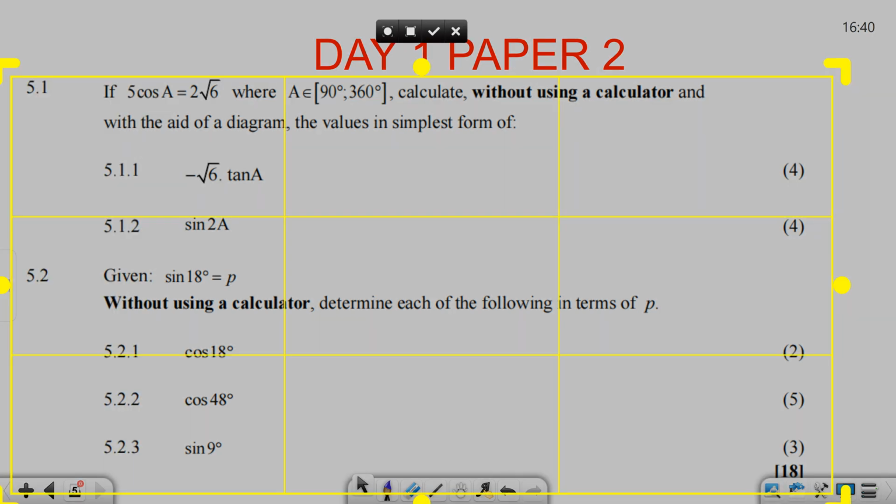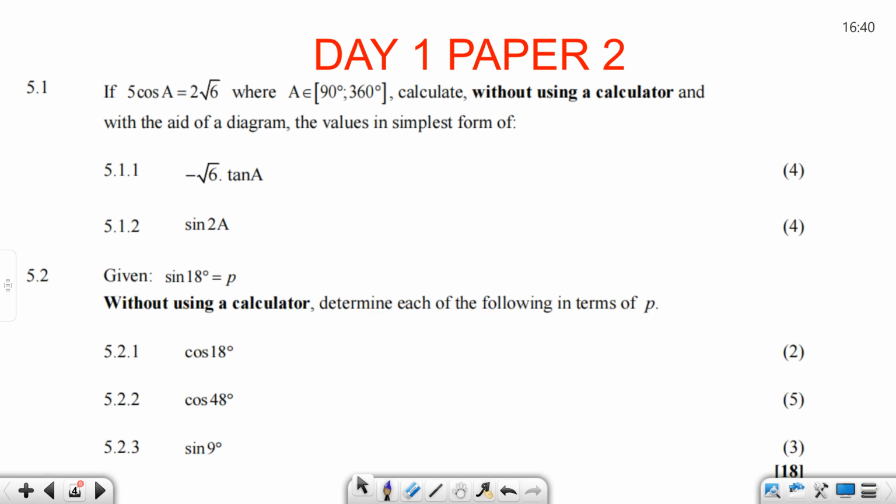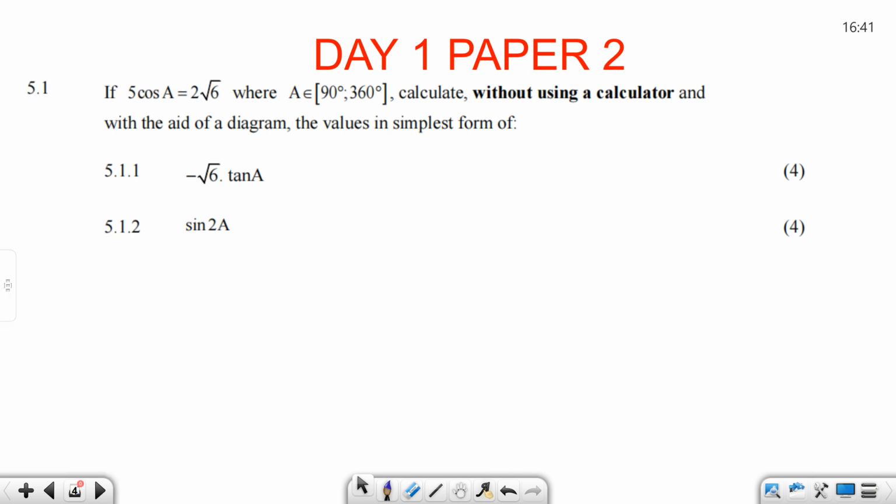I'm doing this so that these are building blocks to whatever we need to do. Look at this. 5 cos A equals to 2 root 6. The first thing I'm going to do is to find what cos A is, right? Divide both sides by 5. What do you have? 2 root 6 over 5. And normally we know that our cos A is what? X over R. But the exact, and this is positive, right?